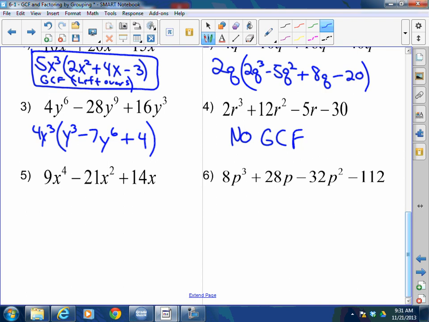Yes, sir. How, when it's prime, it's unfactorable. But that is factorable. I just haven't shown you yet how. Okay, number 5. How can I factor GCF from here? What's my GCF? X, that's it. So what are my leftovers?